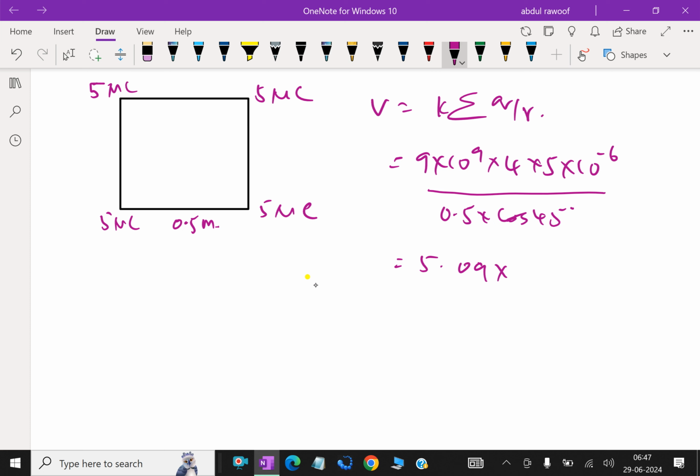So which gives the value 5.09 into 10 power 5 volts. When 4 points are kept at each corner of the square, then finally at the center, the total voltage is 5.09 into 10 to the power 5 volts.